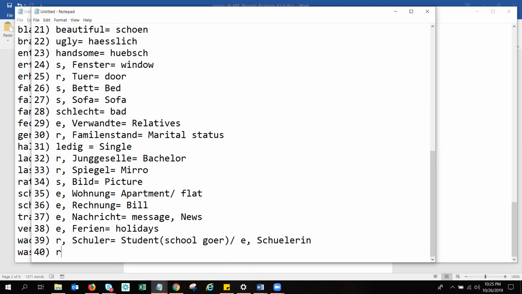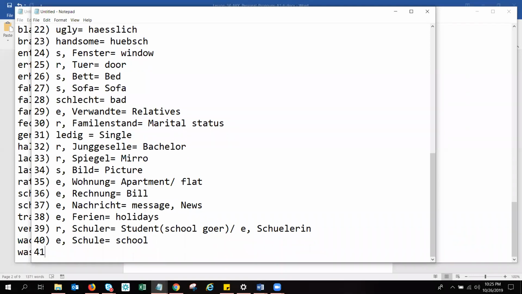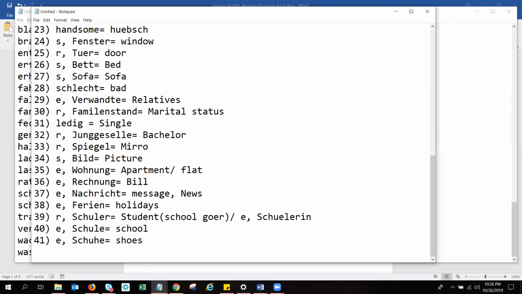One more thing, if it is die Schule, Schule is school. Schüler is a school student, Schülerin is a female school student, but Schule is school. What if it is die Schuhe? Schuhe is shoes. These are very similar words, so you can make mistakes in this.